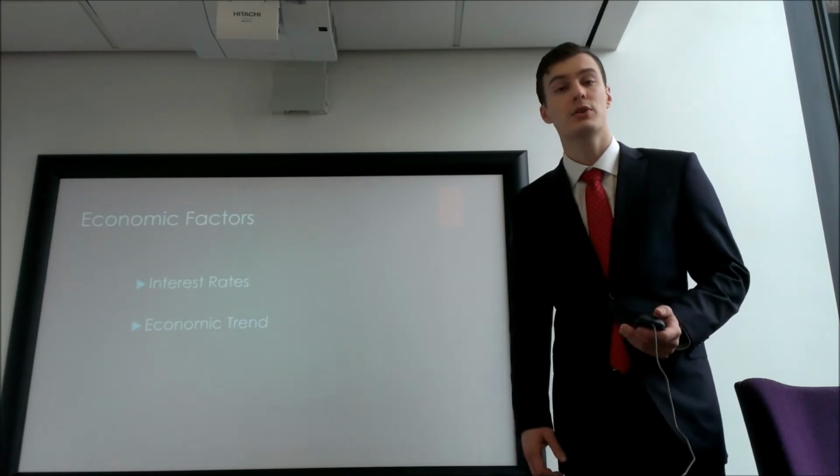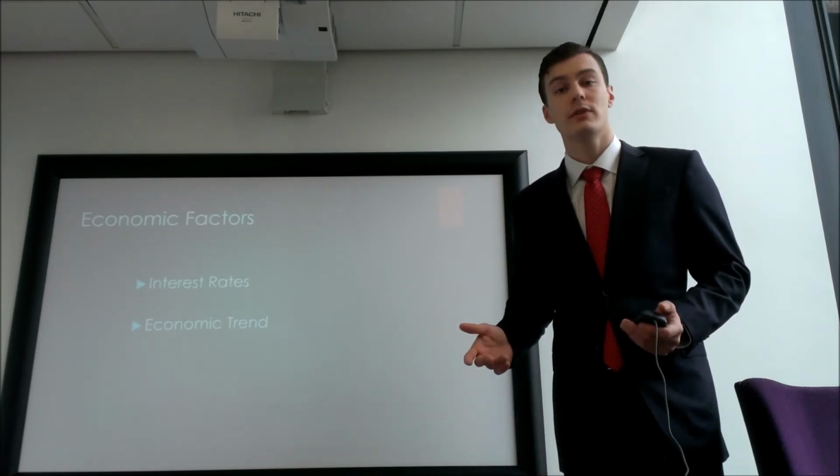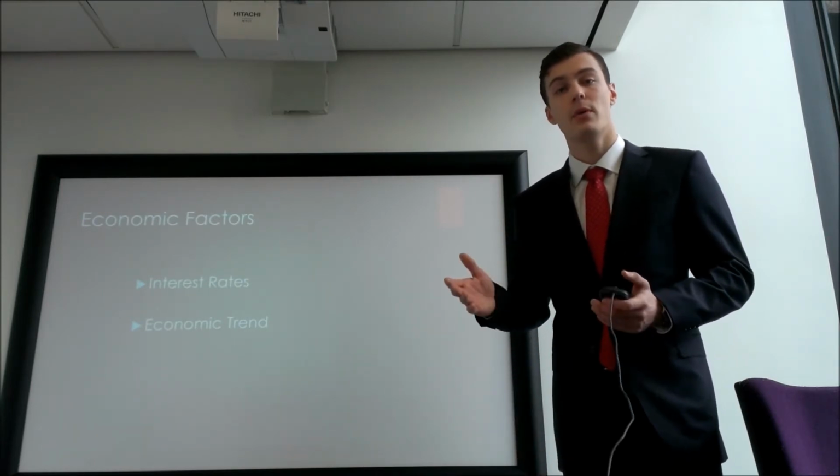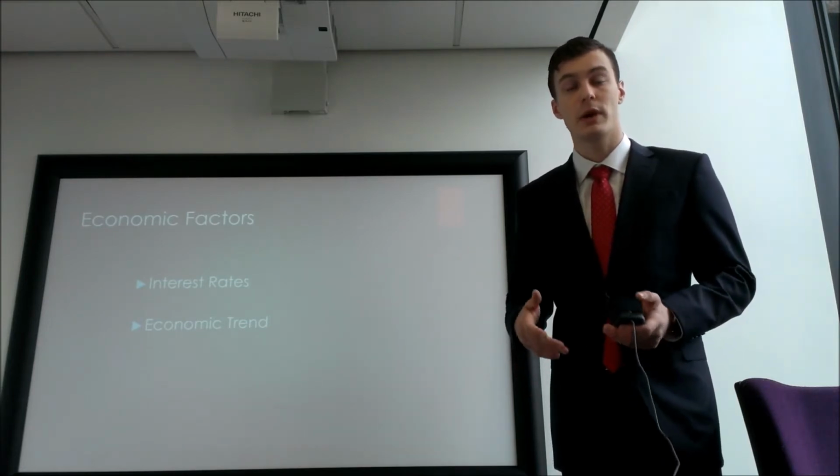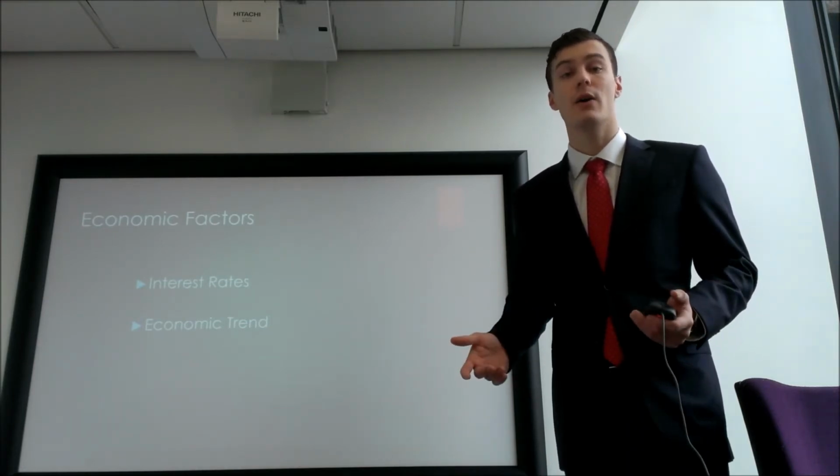Next, we have economic trend. A market is generally going to be going up or it's going to be going down. When it's going up, it's called a bull market. When it's going down, it's called a bear market.